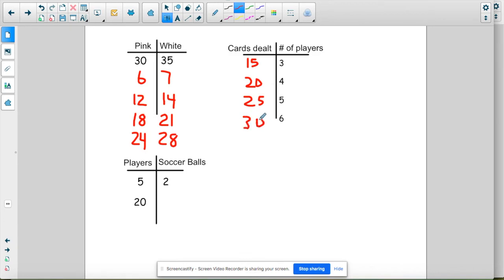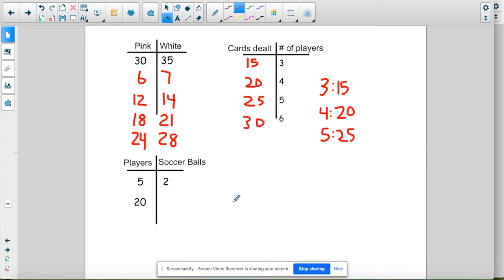But that's not all it asked us to do. It asked us to write each ratio of players to cards dealt. Now I've got them reversed here, so I've got to go backwards. Players needs to be first, and cards dealt needs to be second because that's the way they've asked it. Okay, so the next one, when there's 4 players, the ratio is 4 to 20. When there are 5 players, the ratio is 5 to 25, etc. So I think you can figure that out and finish that up.